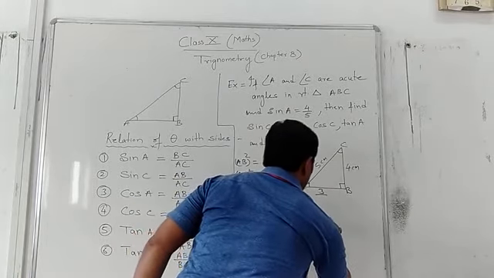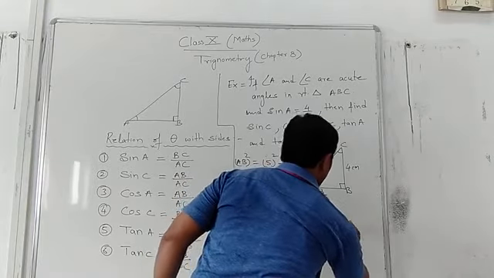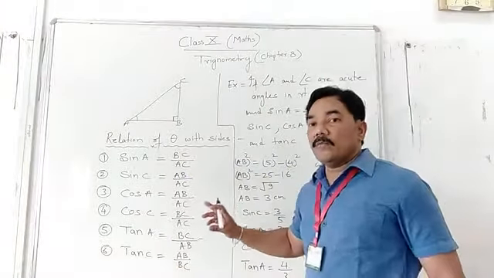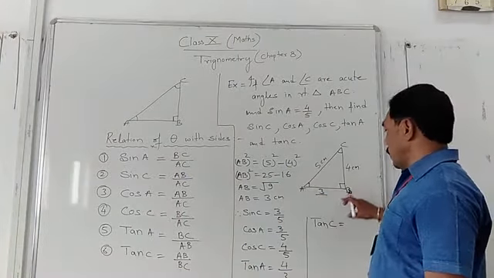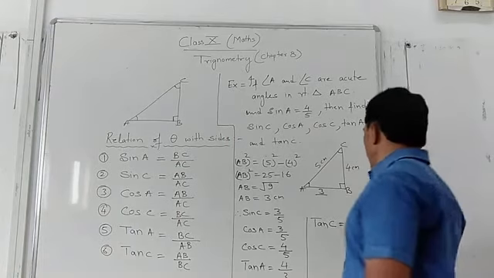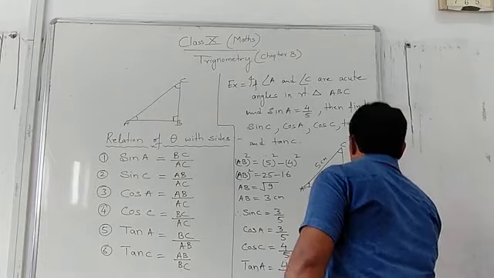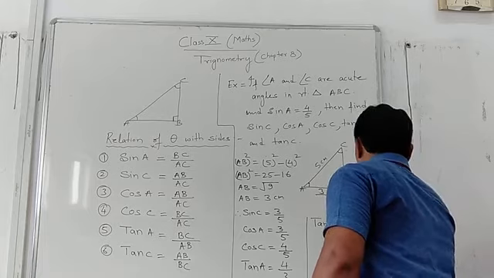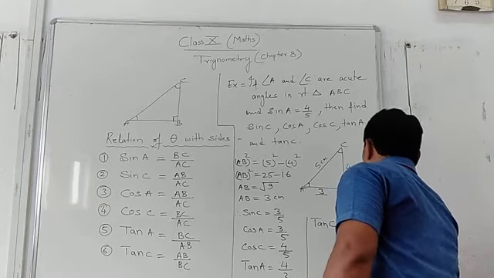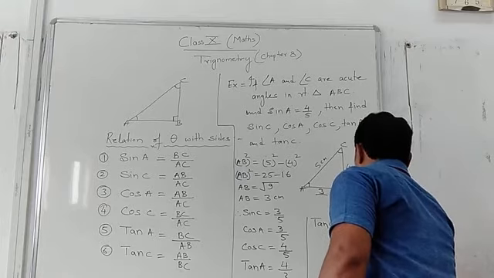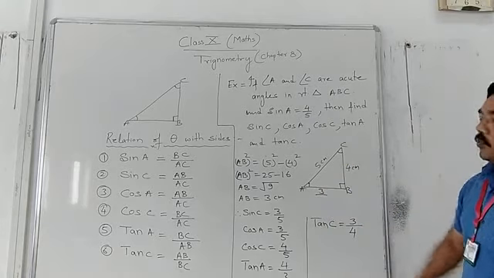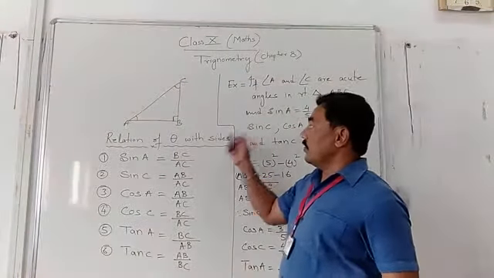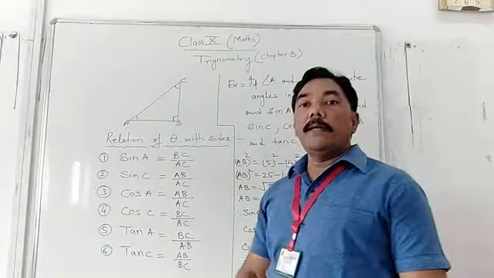Now tan C. The side opposite to angle C is the perpendicular, AB, so tan C is AB upon the base 4. Just write the value of AB, which is 3, so it is 3 upon 4. So this is all about the relation of the sides with their angle in trigonometry.